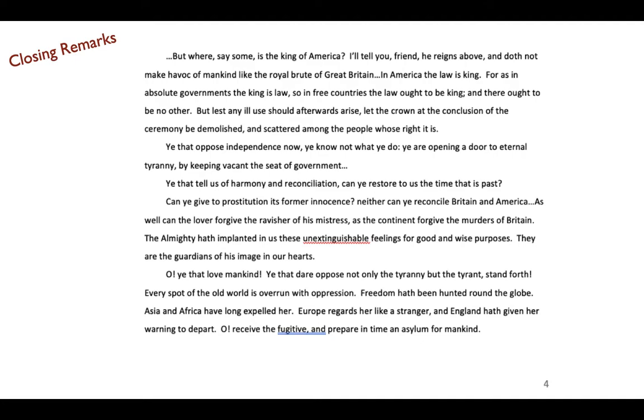The Almighty hath implanted in us these unextinguishable feelings for good and wise purposes. They are the guardians of his image in our hearts. O ye that love mankind, ye that dare oppose not only the tyranny but the tyrant, stand forth.